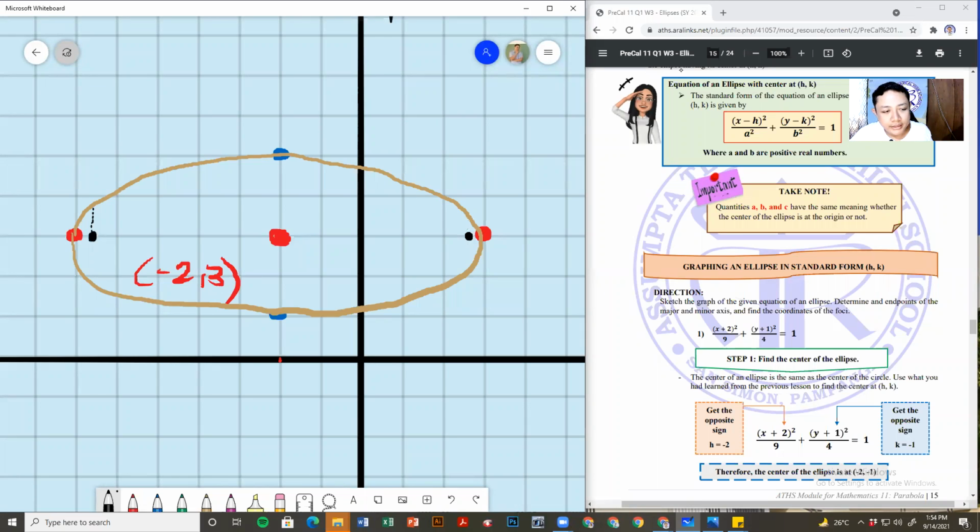Okay, did you get the process in drawing or graphing our ellipse, having our center at the origin or at H, K? Show a reaction, please. Very good. Very good. Good. That's good. Okay.